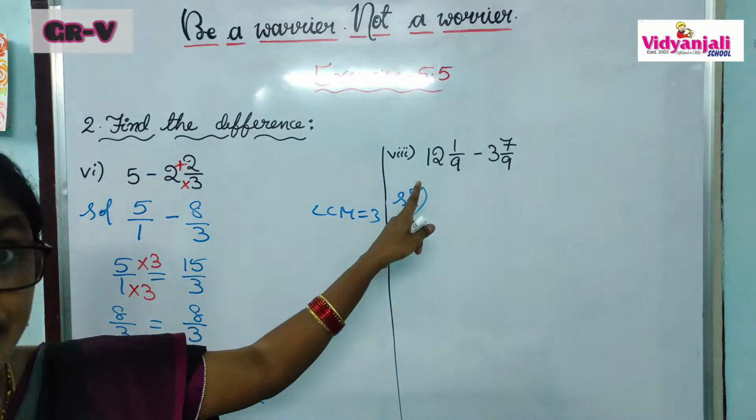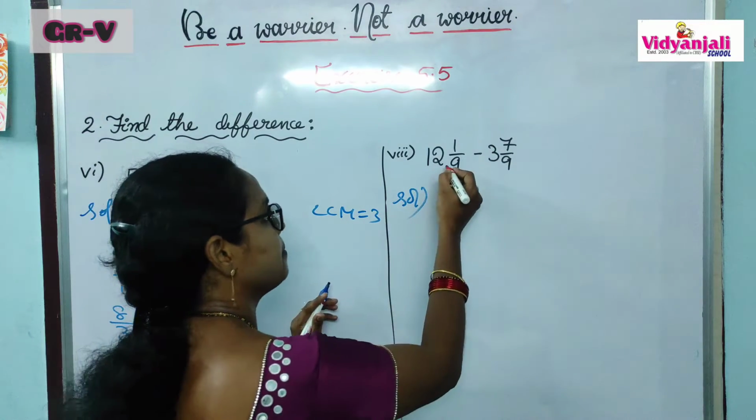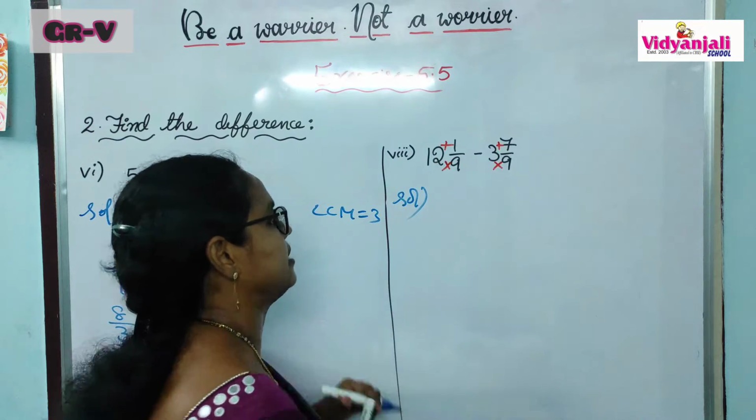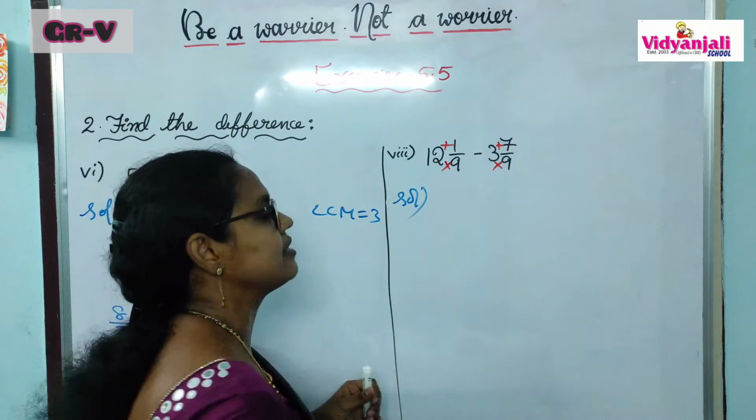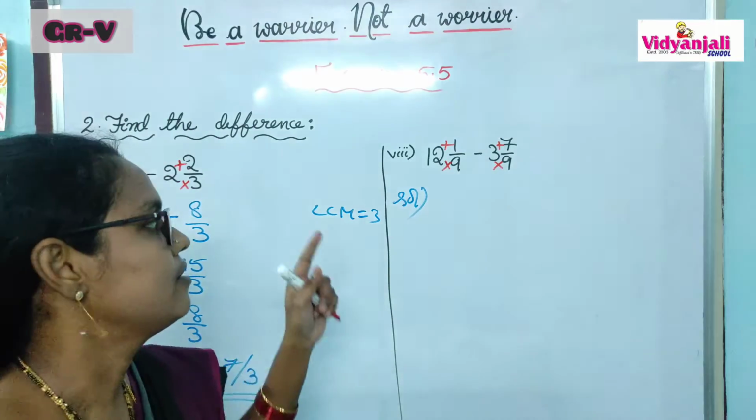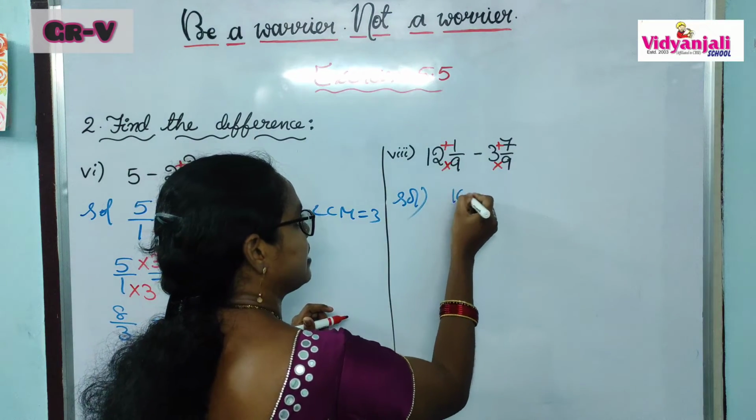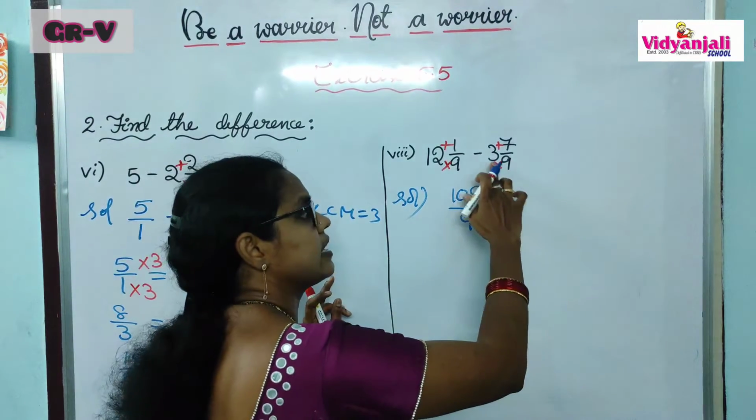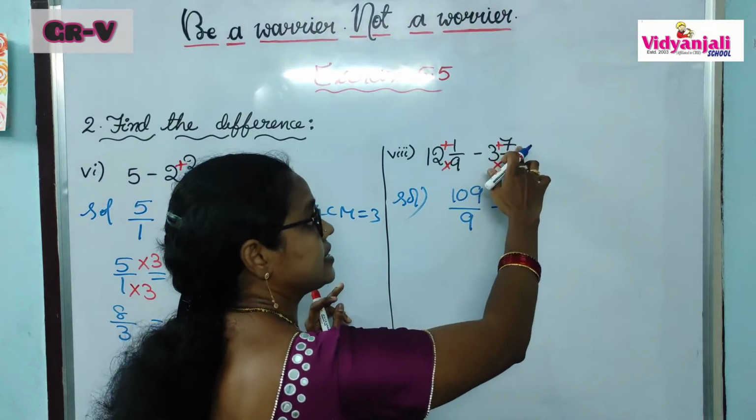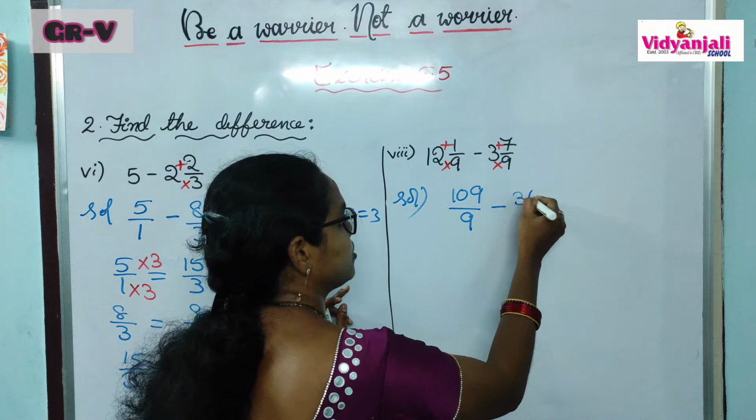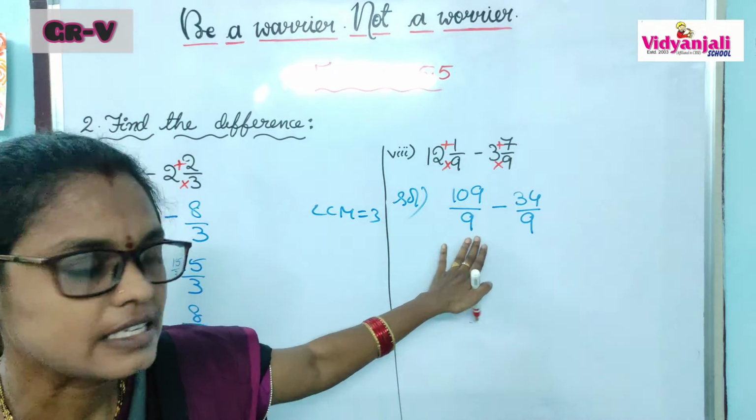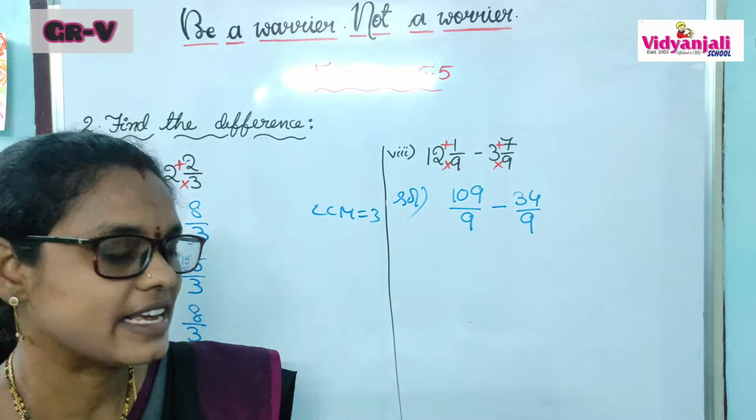First we have to convert them into improper fractions. How to? Multiply these two, add numerator. Multiply these two, add numerator. So 9 12s are 108, right? 108 plus 1, 109 by 9 minus 9 3s are 27, 27 plus 7 is 34. So 34 by 9. See, are they like or unlike? Like only. So directly we can subtract them.